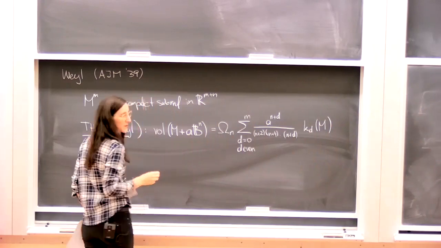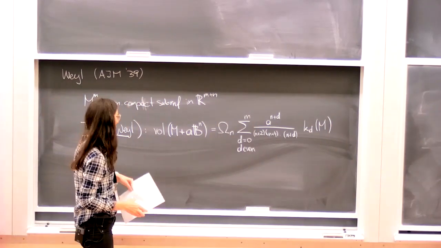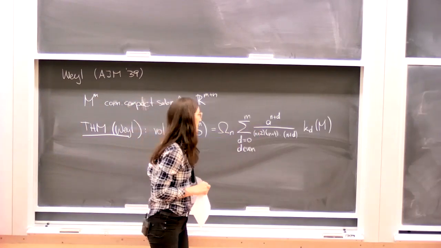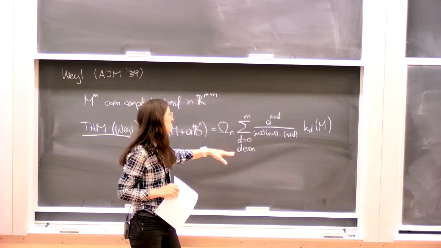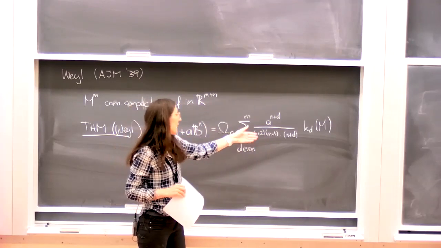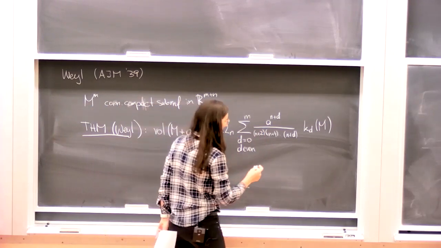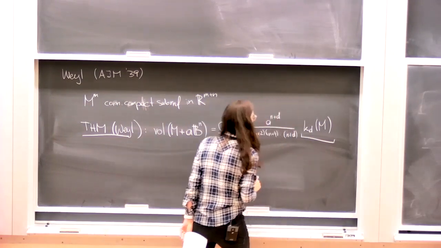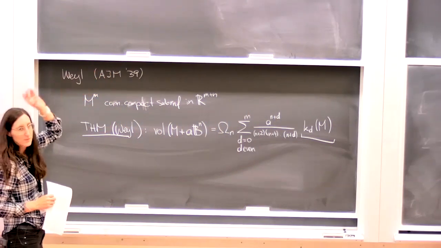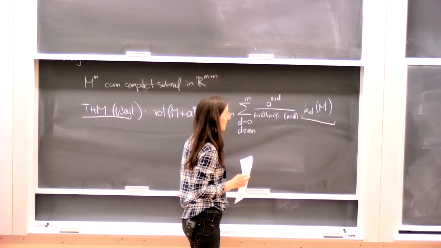And now we're going to discuss what's special about this formula. So the first thing that you notice is that it's a polynomial in A, okay? And it could depend on the codimension also, but only every second term appears. And then we have this quantity here, the k_d of M. In this case, that quantity was just the length of the curve. But more generally, these are some integrals.